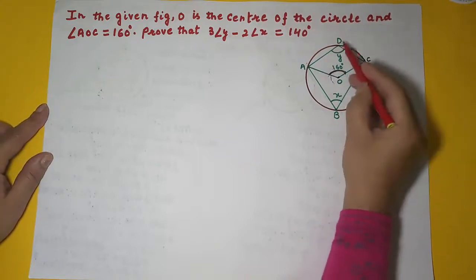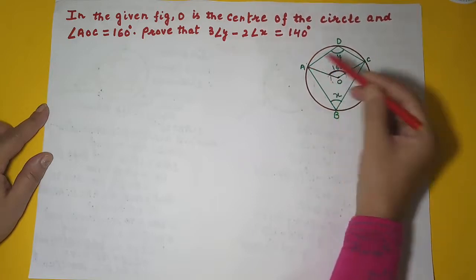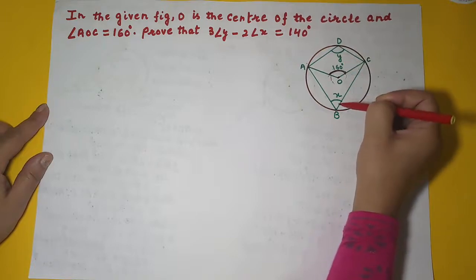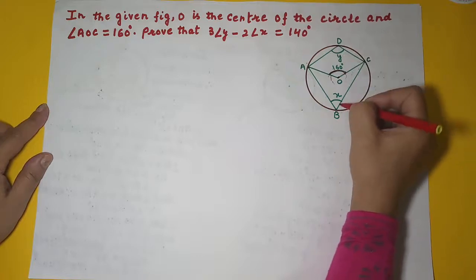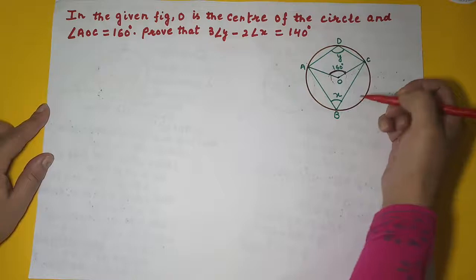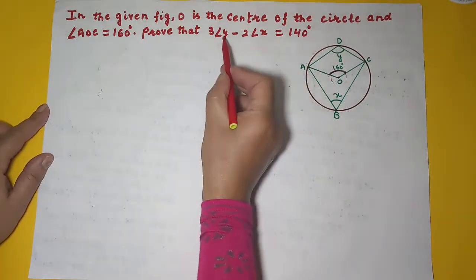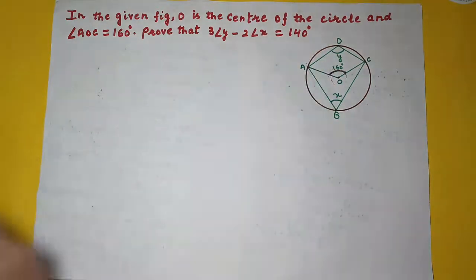Now, ABCD is a cyclic quadrilateral. All its endpoints are lying on the circumference of the circle. So we can say that y plus x is 180. Opposite angles of a cyclic quadrilateral are supplementary. Already y we have found, we can find x. Then we will take the left hand side, substitute the values of x and y and check whether it's coming 140.